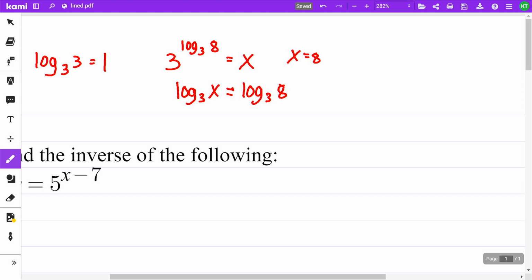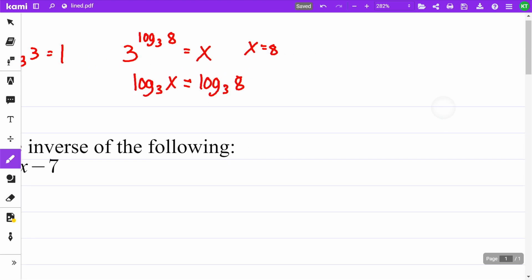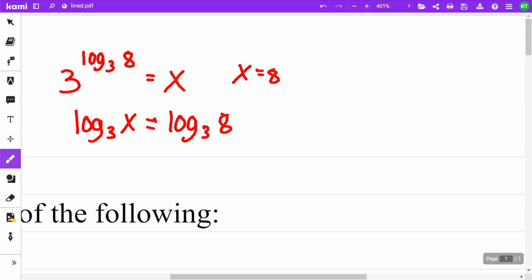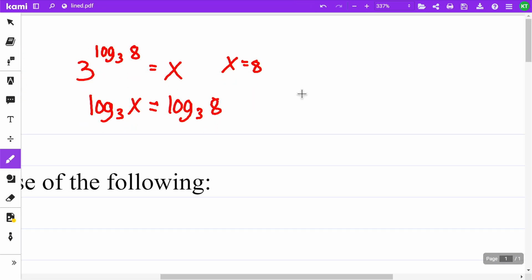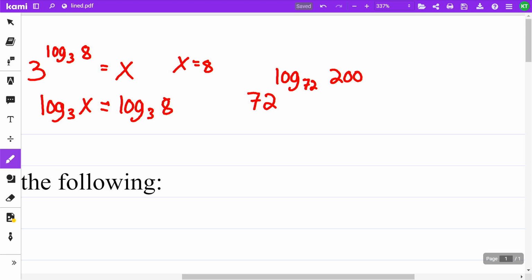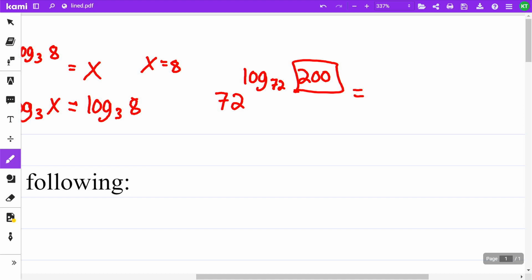In short, if you see something like this, let's say I have 72 to the power of log base 72 of 200. I can just look at the 72 as my base and my log base 72. Know that those two things cancel out and just look at my number up here. So I know that this whole entire expression here will equal 200.